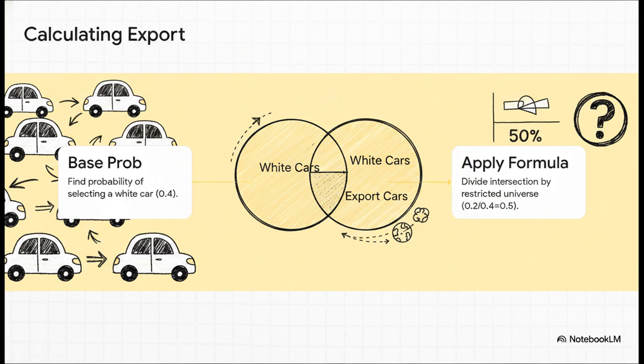export model. Step 1. The unconditional probability of selecting a white car from the whole lot is 20 out of 50, or 0.4. Step 2. The probability of a car being both white and for export is 10 out of 50, or 0.2. Finally, step 3. We just apply our formula. We divide the intersection, 0.2, by our restricted universe of white cars, which is 0.4, and the result is 0.5. The math logically sequences together to reveal a clean 50% chance.